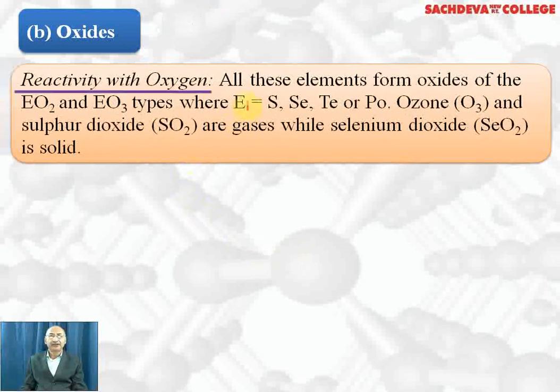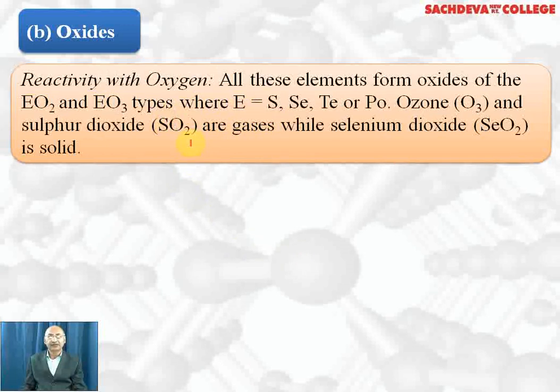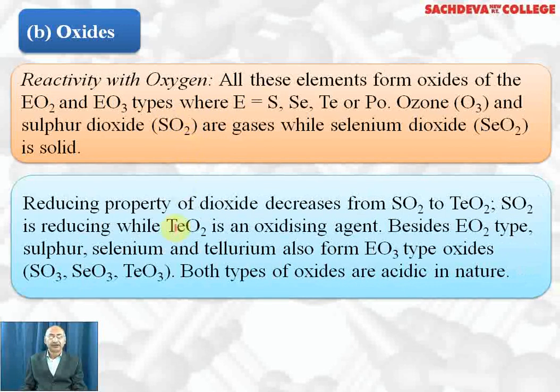Oxides. Reactivity with oxygen: all the elements form oxides of the type EO2 and EO3, where E is sulfur, selenium, tellurium or polonium. Ozone and sulfur dioxide are gases, whereas selenium dioxide is solid. Reducing property of dioxides decreases from SO2 to TeO2. SO2 is reducing while TeO2 is an oxidizing agent. Besides dioxides, sulfur, selenium and tellurium also form trioxides. SO3, SeO3, TeO3 are formed by them, and both types of oxides are acidic in nature. Trioxides are more acidic than dioxides.